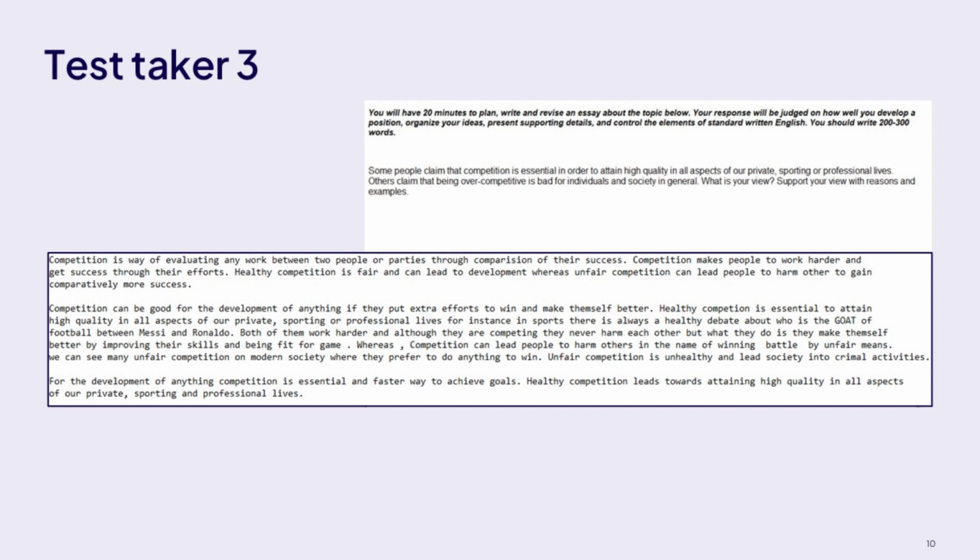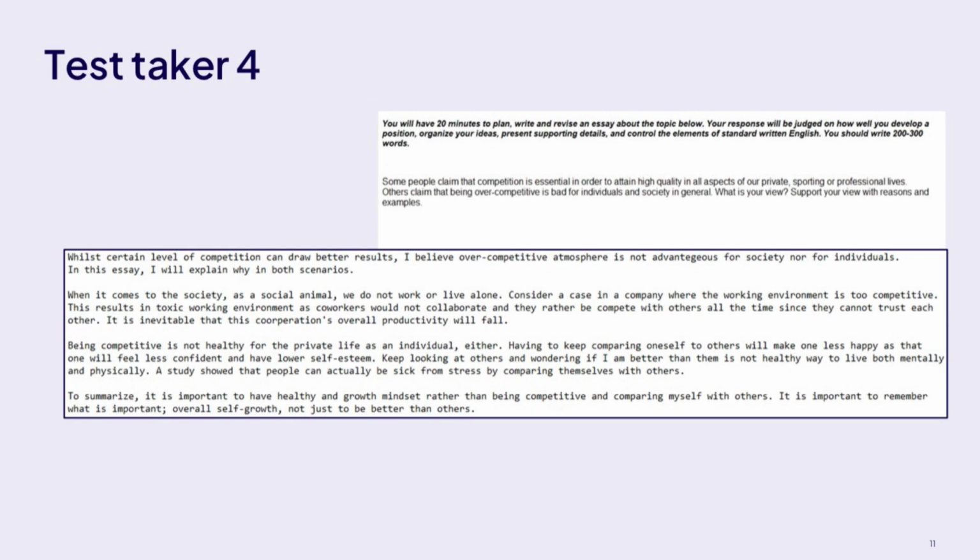The essay is structured logically and demonstrates good levels of linguistic skills and accuracy. This test taker demonstrates good levels of communicative skills and accuracy. They are able to utilize language convention structures and vocabulary typical of the mid-B2 proficiency level. For example, when they write, "This results in toxic working environment as co-workers would not collaborate."